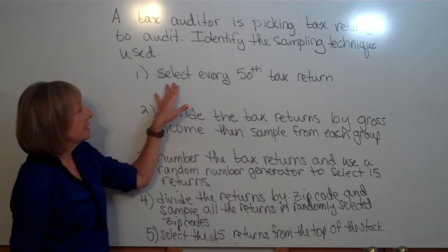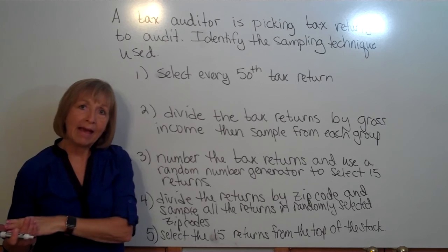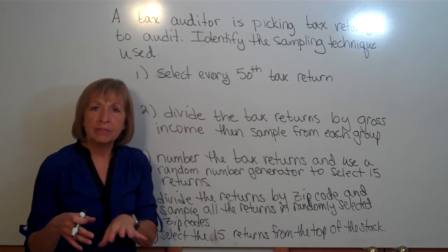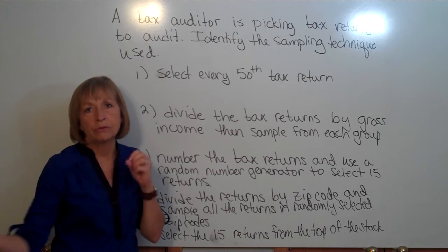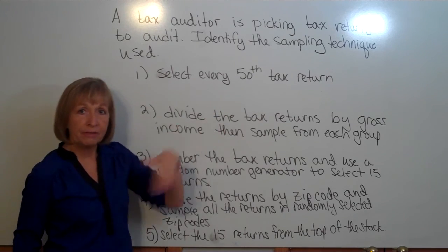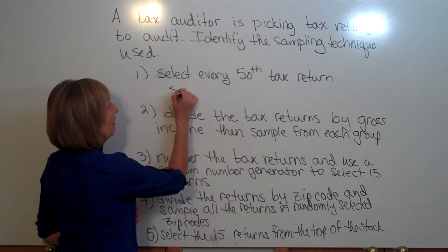So here it says select every 50th tax return. So if I have them where they're stacked up in a pile and I randomly start and then go in and I got the 50th one and then the 100th one and then the 150th one, etc. Every 50th tax return as I'm going through the list, that's systematic.